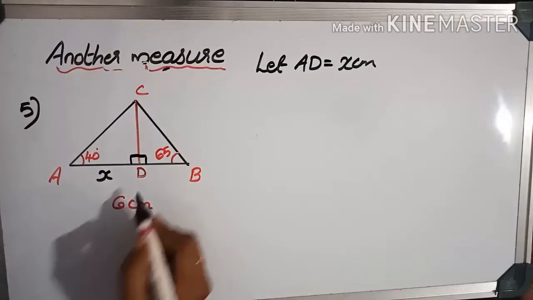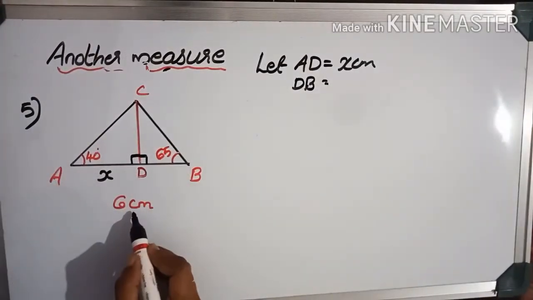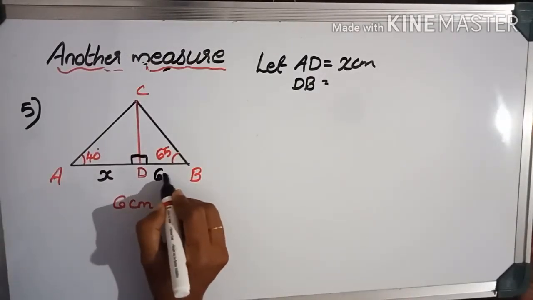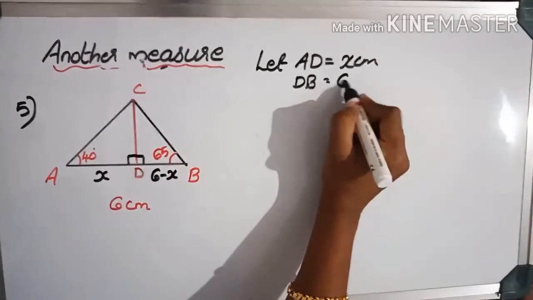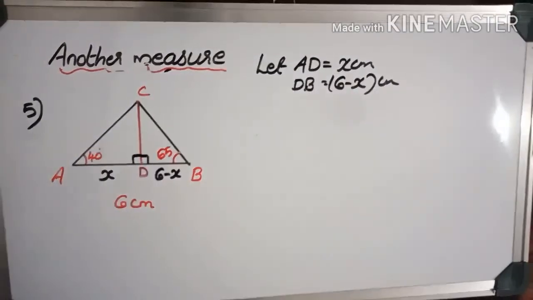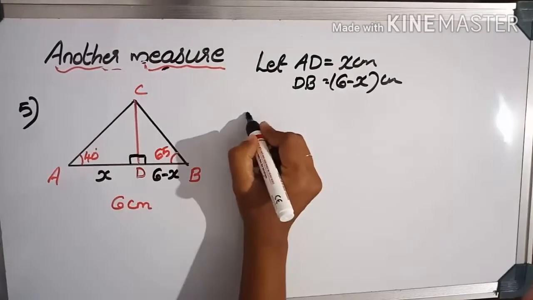If AD is x centimeter, DB will be what? Total is 6 centimeter. First portion is x, so remaining will be 6 minus x centimeter. Now let's consider these two triangles.